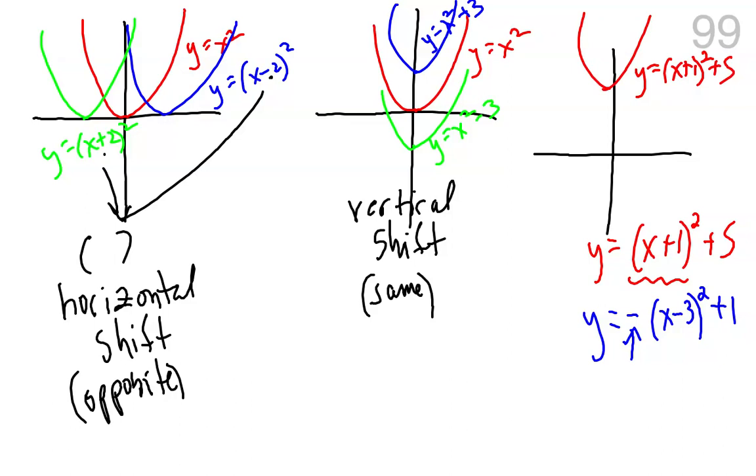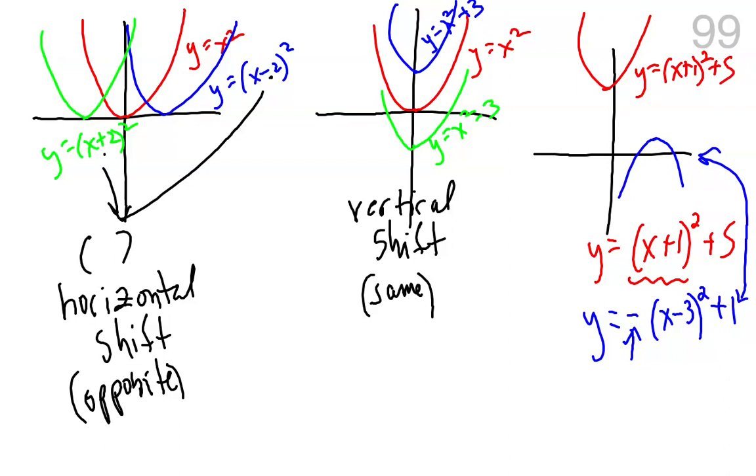Remember we talked about how this is a smiley face, so it's positive x squared. So this is a negative in front, so it's going to be a frowny face. So I'm going to go 3 to the right, up 1, and frown down. There is my, you can tell by the matching colors, y equals negative x minus 3 squared plus 1, okay?